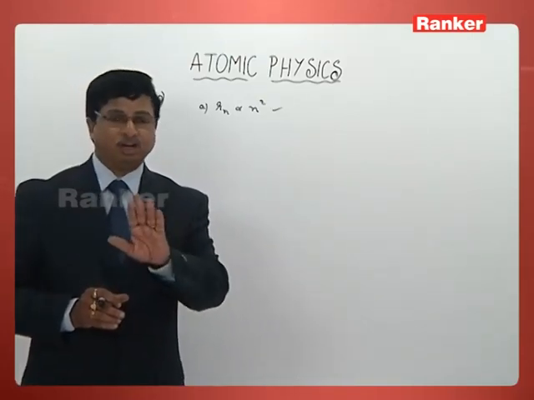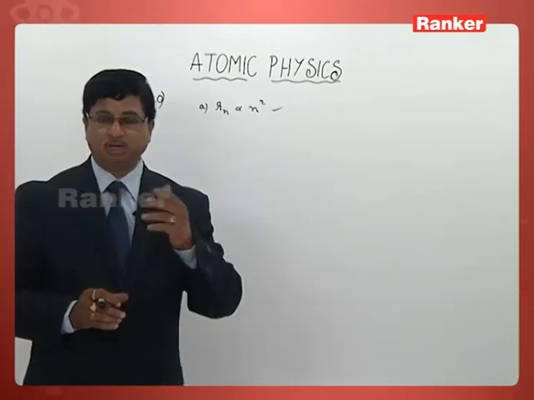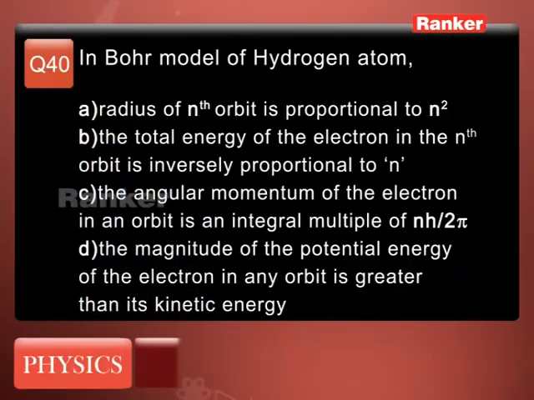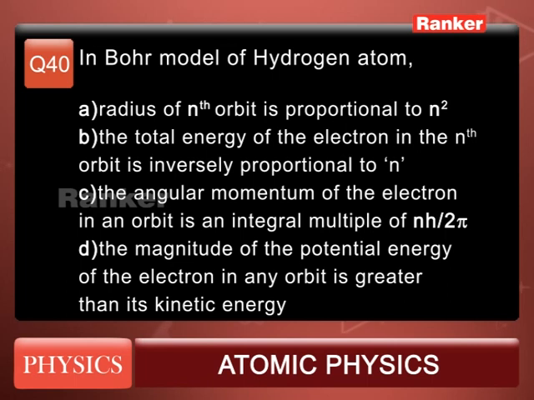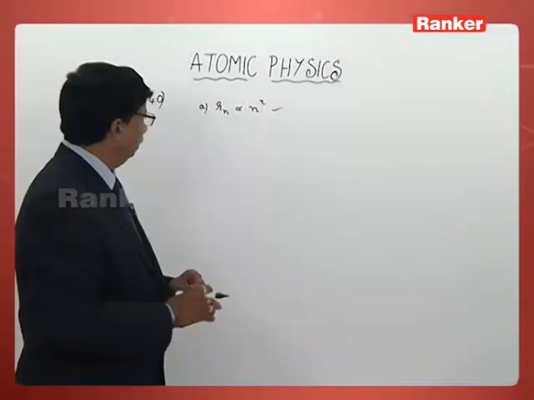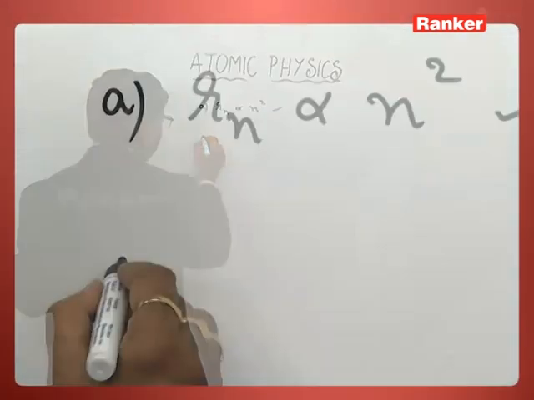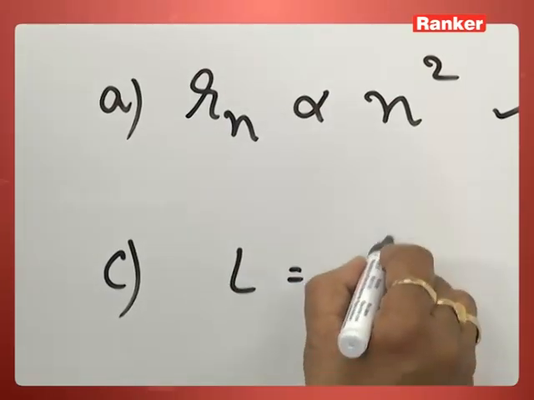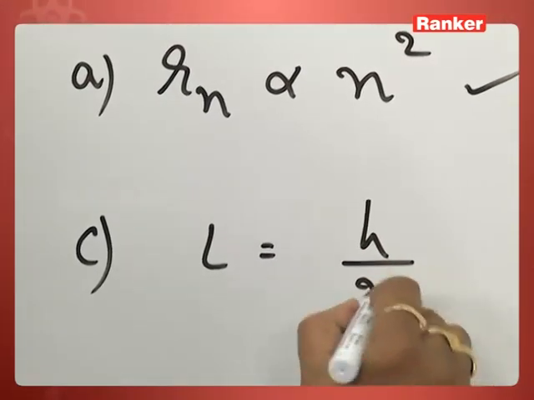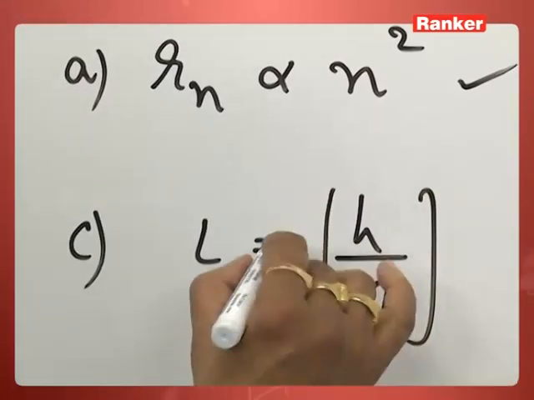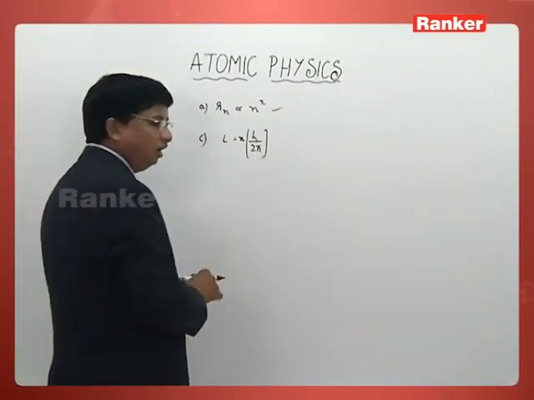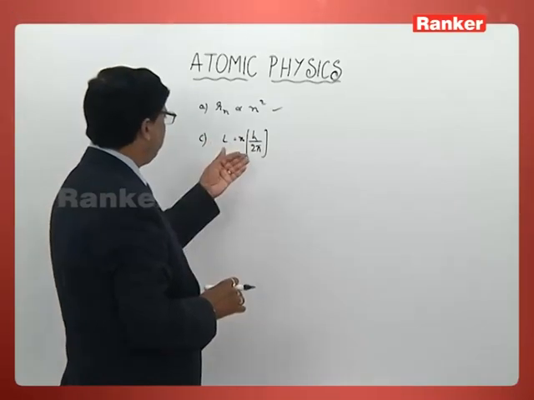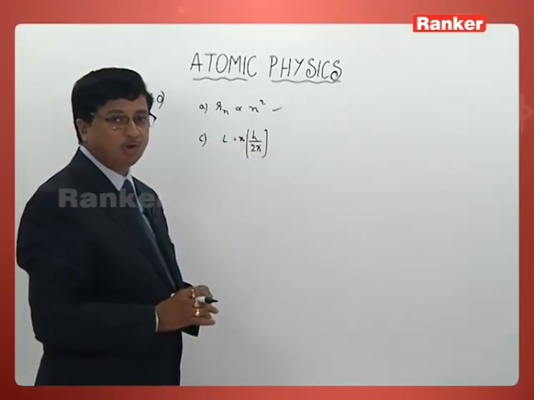So the second one is not correct, fine. What about the third? The angular momentum of the electron in an orbit is an integral multiple of nh by 2 pi. In fact, all of you know pretty well, if I take the angular momentum as an integral multiple of h by 2 pi, that integral multiple is taken as n. Then L is equal to nh by 2 pi, as we used to call it.